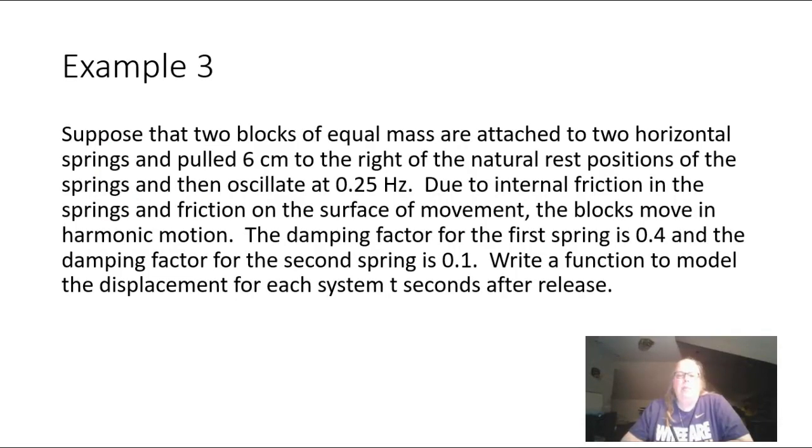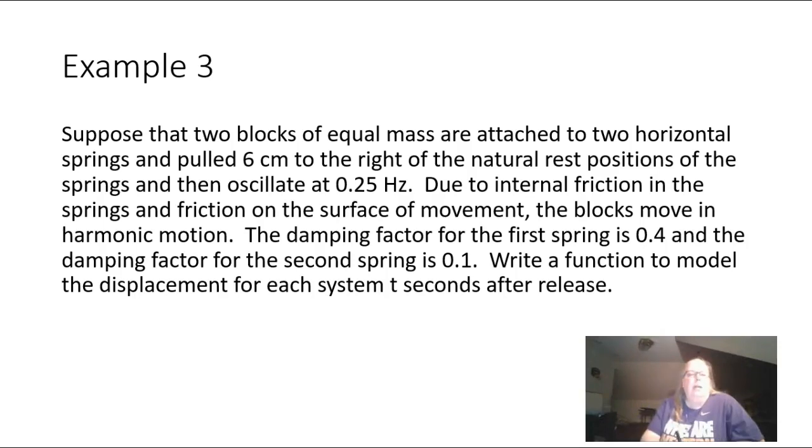Example 3, suppose that 2 blocks of equal mass are attached to 2 horizontal springs and pulled 6 centimeters to the right of the natural rest positions of the springs and then oscillate at 0.25 Hertz. Due to internal friction in the springs and friction on the surface of movement, the blocks move in harmonic motion. The damping factor for the first spring is 0.4 and the damping factor for the second spring is 0.1. Write a function to model the displacement for each system t seconds after release.